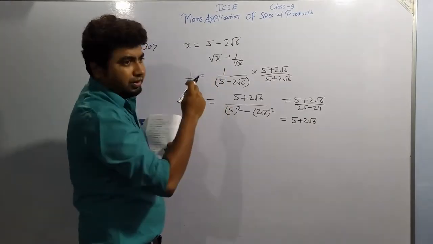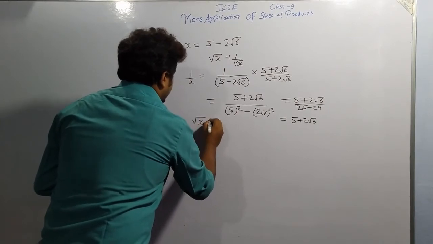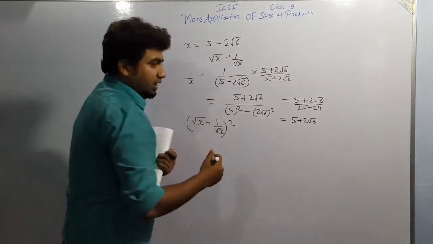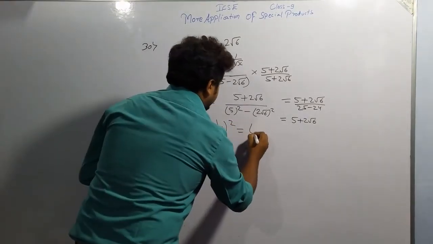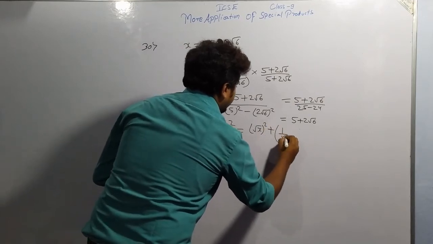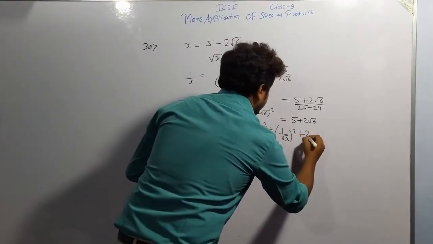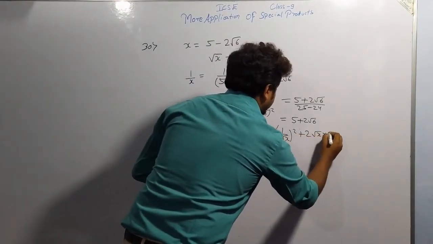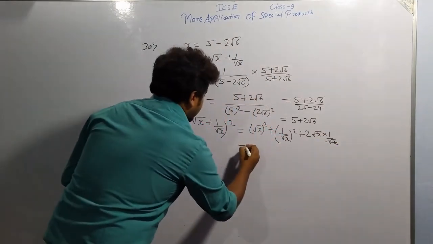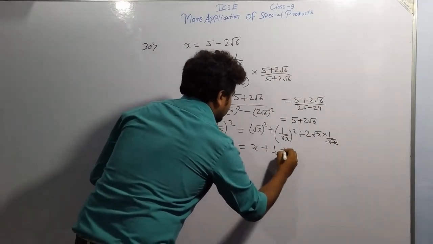But we have to find root x plus 1 by root x. So what will we be doing? Root x plus 1 by root x, take the square of this number. I told you earlier also that we have to take the square. So this is root x square plus 1 by root x square, a square plus b square, plus 2ab, 2 into root x into 1 by root x. Root x and root x will be cancelled. Here it will be x plus 1 by x plus 2.